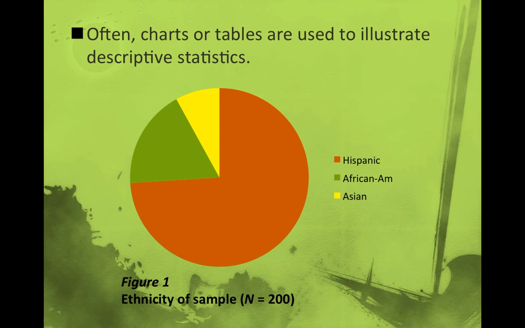We often use charts and tables to illustrate the descriptive statistics that we calculate. So here's an example of a chart or a figure, as they're called in APA, of the ethnicity of a sample. You can see that you have the actual chart here, you have the legend over here, so that you can determine which piece of the pie belongs to which type of ethnicity. And then down here you have figure 1, you have the title of the figure, and then you have the statistical symbol of a large N, which indicates the sample size.